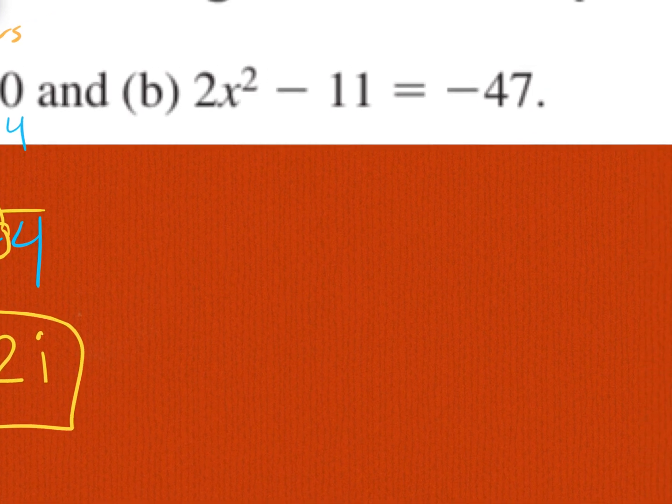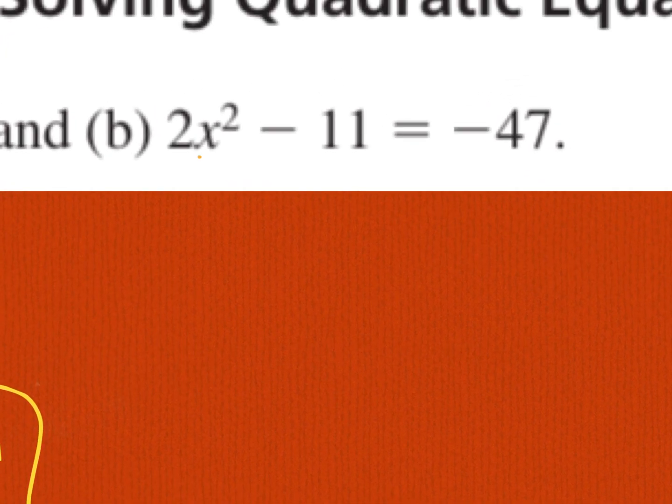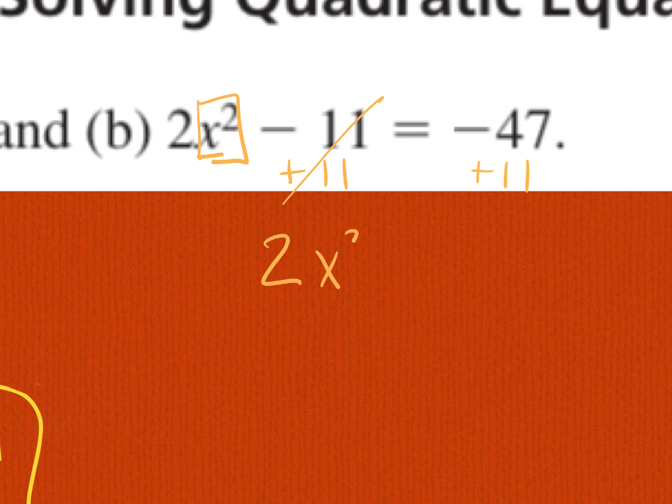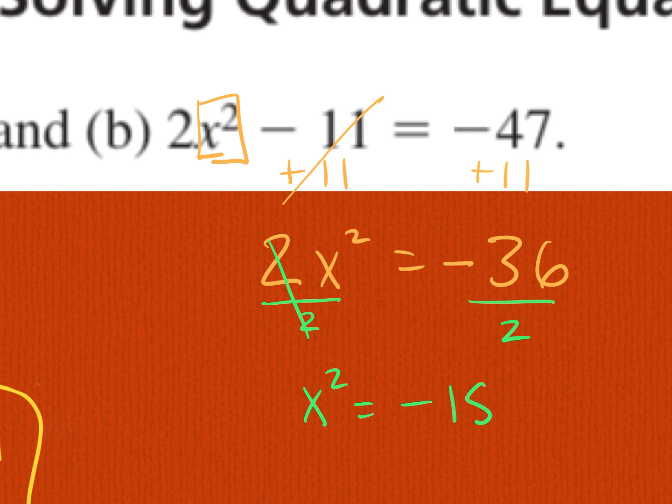All right, for B, we're going to do the same stuff. Since I just have an x squared here, I want to get that all by itself. So I'm going to add 11 to both sides. So it'll cancel on the left. I have 2x squared is equal to negative 47 plus 11, which would be negative 36. Then I have to get rid of that 2. So since 2 is being multiplied to x squared, I'm going to divide both sides by 2. So x squared is equal to negative 18.